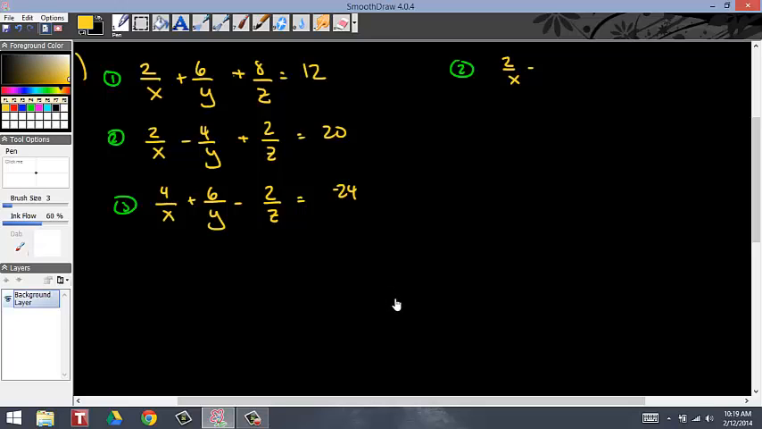I'm going to get 2 over x minus 4 over y plus 2 over z equals 20. And then I'm going to get equation 3 here, which is 4 over x plus 6 over y minus 2 over z equals negative 24.